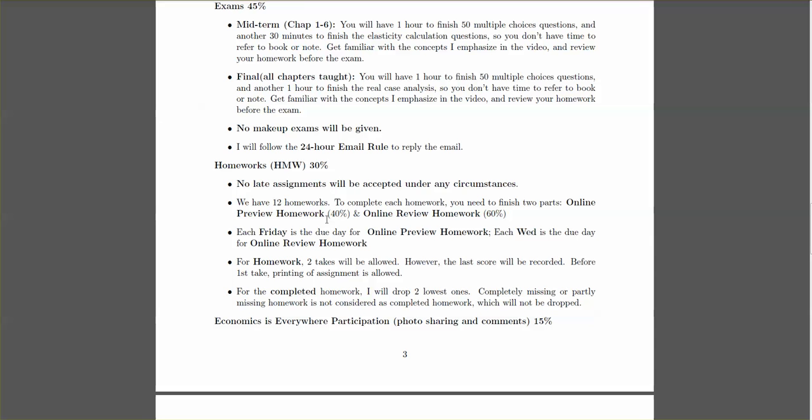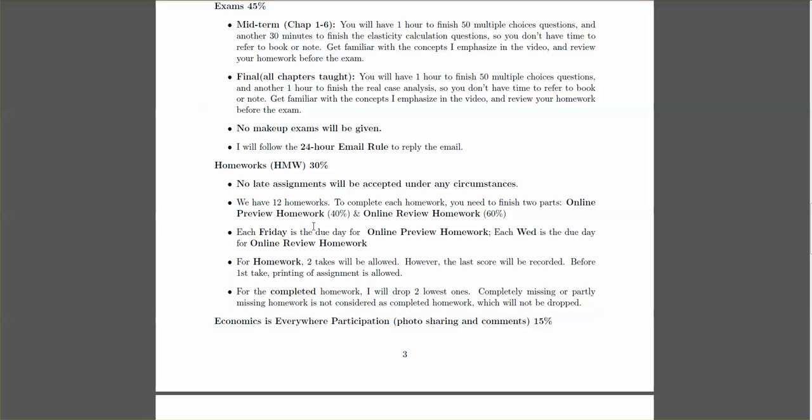For instance, you work on homework 1. So homework 1 has 2 parts: the preview part, homework part 1, and the review part, homework part 2. If you got 100 in the preview homework, but you forget to work on the second part, which means for the first homework assignment you only got 40 points. And at the end of the semester you find 40 points is pretty low, so you think the professor will drop it, but actually no. Because the rule here is I only drop the 2 lowest complete homework.